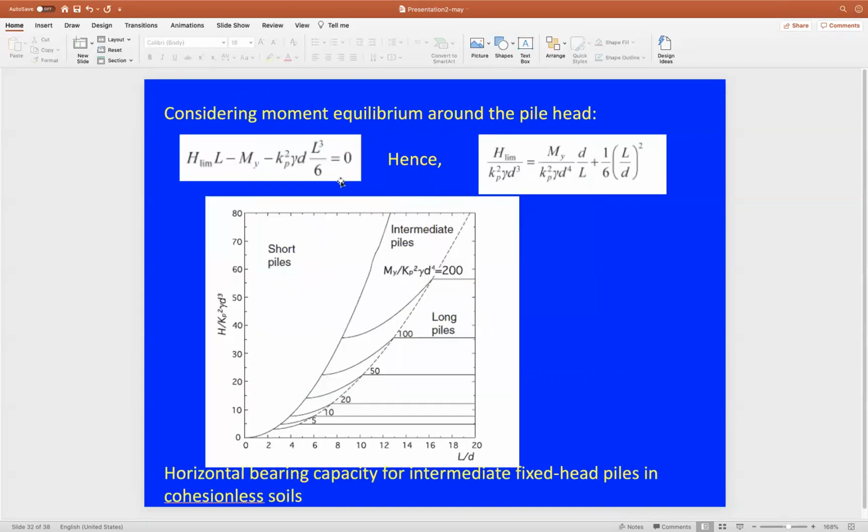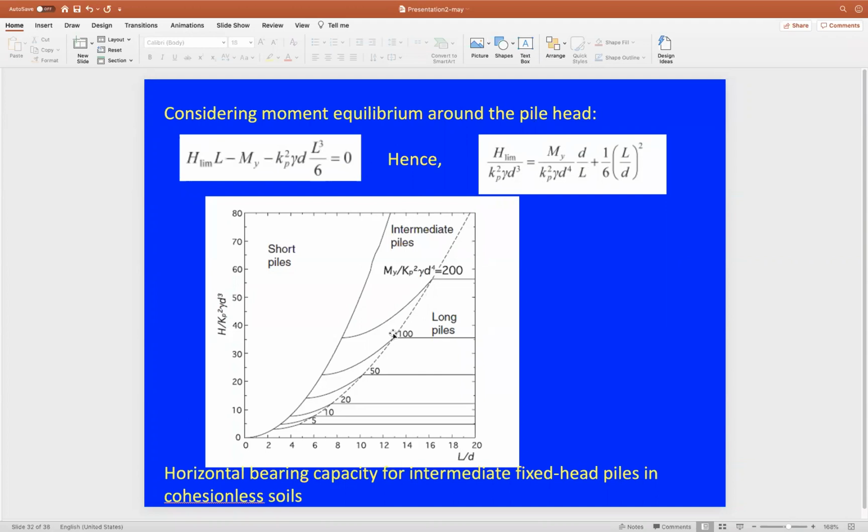And that's already, we worked it out here by considering the moments around the pile head. If we take the moments around the pile head, we're going to have this equation here. And if we put everything back here, My will be given, and all the terms in this equation will be given. So you can find the value of H ultimate, either from these equations or from this chart as well.